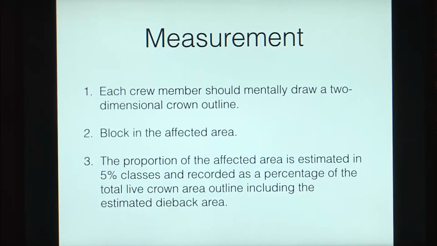1. Each crew member should mentally draw a 2-dimensional crown outline. So, this is a 2-dimensional crown outline, and next we block in the affected area. The affected area is the area that has experienced a dieback. The proportion of the affected area is estimated in 5% classes and recorded as a percentage of the total live crown area outline, including the estimated dieback area.